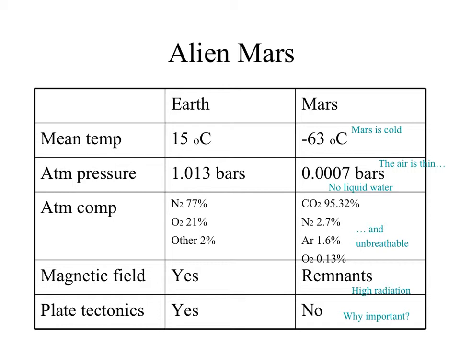Whereas we have a magnetic field that prevents all of those energetic particles from the sun from coming down to the surface of the Earth. The Earth is really a pretty nice place. Mars also no longer has plate tectonics. It's unclear whether it really ever did have substantial plate tectonics, whereas the Earth clearly does.